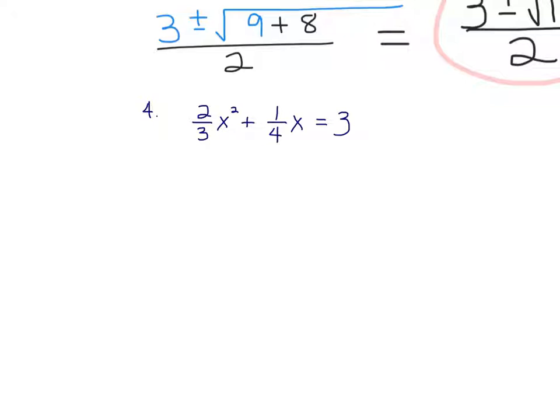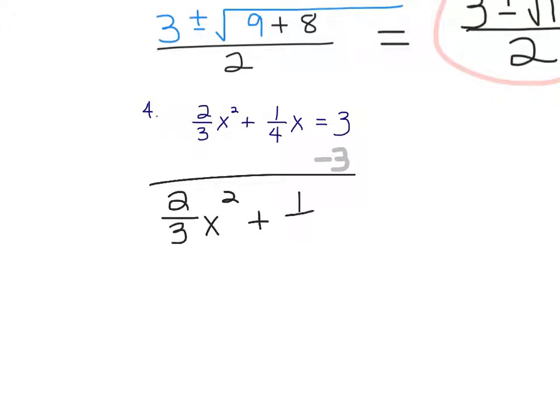by the common denominator. Now, before I begin finding my common denominator, I'm going to go ahead and get it into standard form. So I'm going to subtract the 3 first and get it in standard form. So I get 2/3 x squared plus 1/4 x minus 3 equals 0. What is going to be my common denominator between 3 and 4?